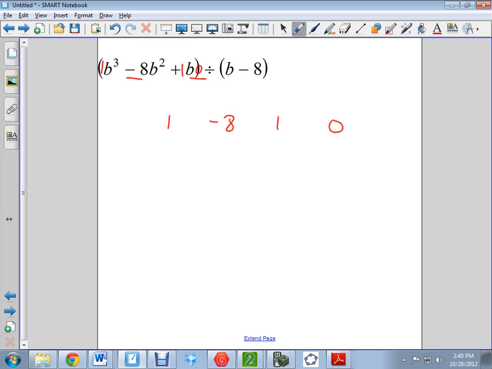We also have to take the bottom, or the thing that we're dividing by, set it equal to 0 and solve for that. And that'll get me b is equal to +8. We're going to take this number and stick it off to the side in a little box to keep it separated from the other ones.